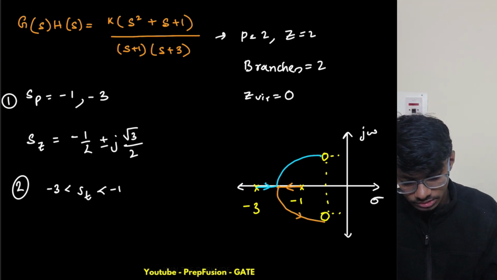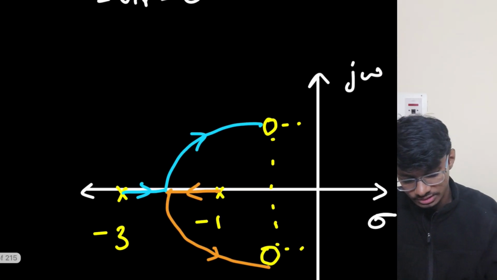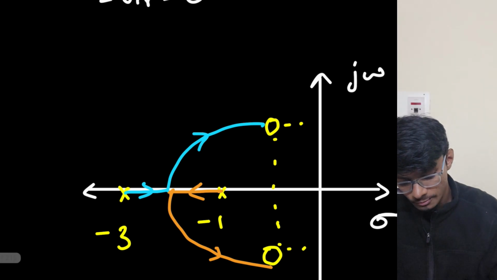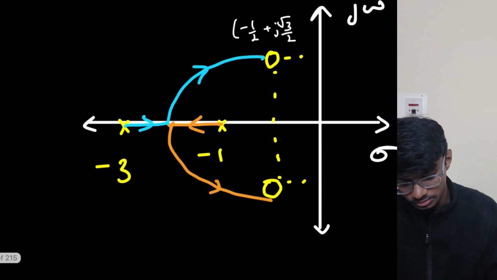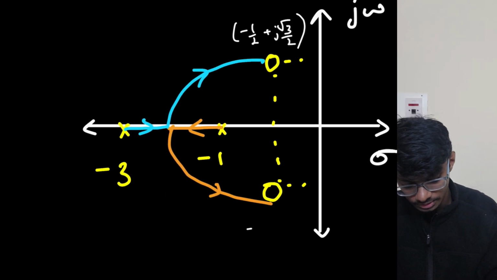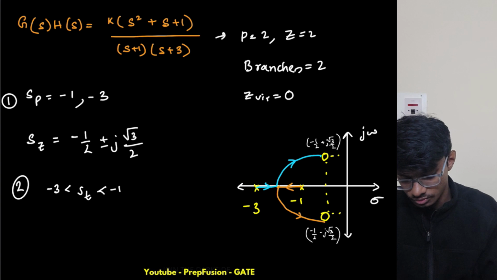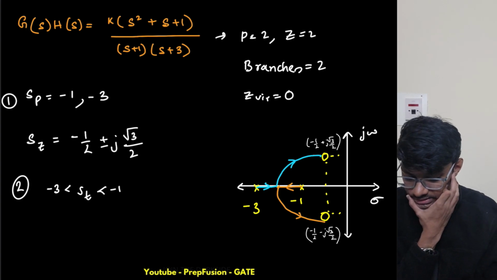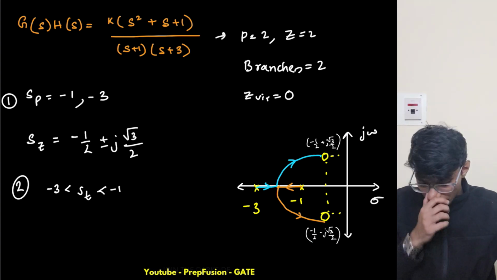Okay, root locus will look something like this. By this basic understanding you can see these are zeros. Basically I should write them as zeros. This is -1/2 plus j √3/2, and this is -1/2 minus j √3/2. Yeah, these are basically what my zeros look like, right? These are my zeros basically. So this is my root locus.